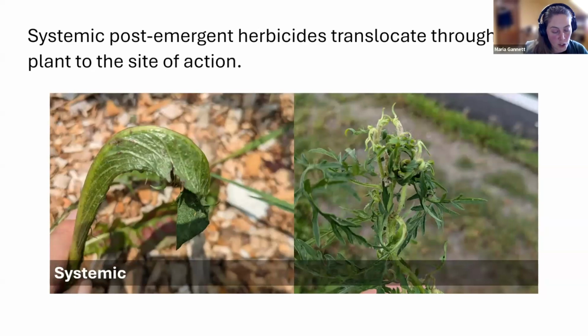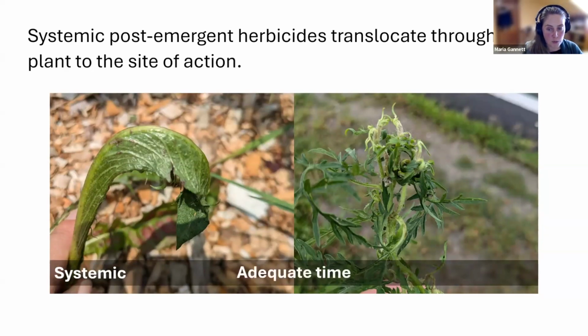This is in contrast to systemic herbicides. So in both of these pictures, you can see that the plant was negatively affected by an herbicide, but you can't see where that herbicide landed on the plant leaf. That's because the herbicide lands on the leaf, enters the leaf, and then is translocated through the plant to the site of action. These ones are both synthetic auxin mimics, and so it's causing this really crazy growth known as epinasty.